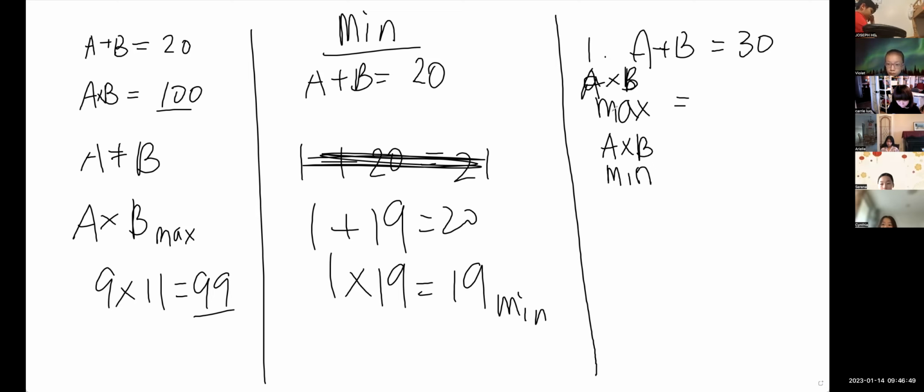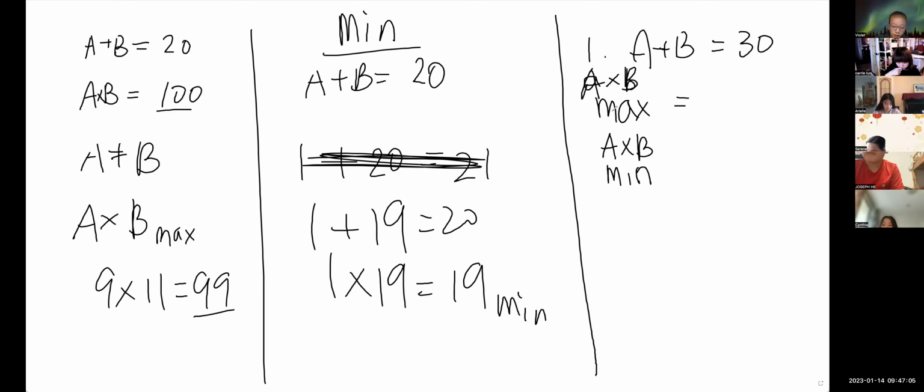Can you use the same number? Yes. 15 times 15, and also 29 and 1 is the minimum. 15 times 15 and 29 plus 1. Please write the answer and send it to the teacher in the chat. Very good. I don't like typing.